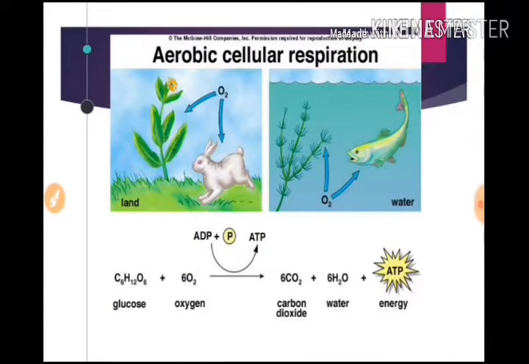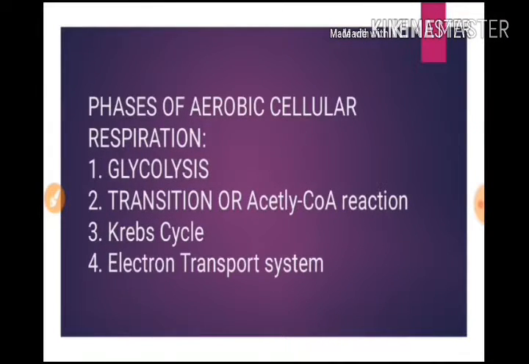So here in the picture, you can see the presence of oxygen in both land and water, which shows that oxygen is essential for living things. We have here the four phases of aerobic cellular respiration: glycolysis, the transition or acetyl-CoA reaction, the Krebs cycle or the citric acid cycle, and the electron transport system or electron transport chain. These four phases need oxygen to continue the process.